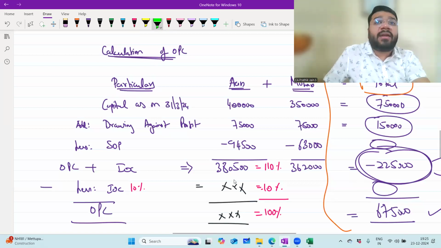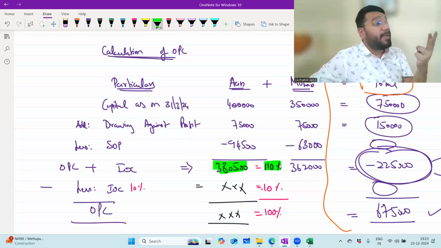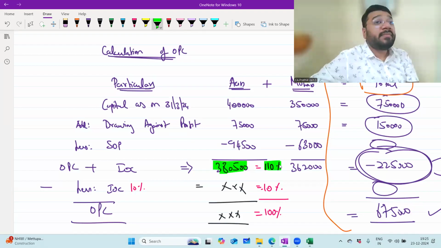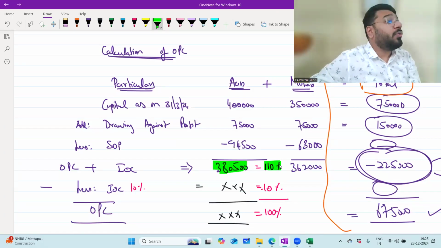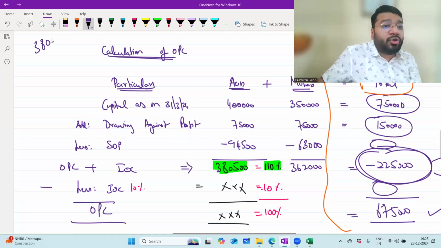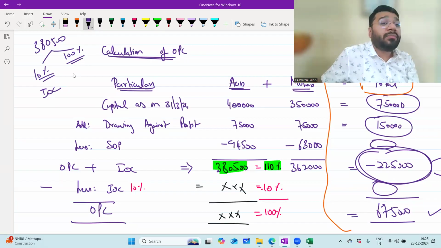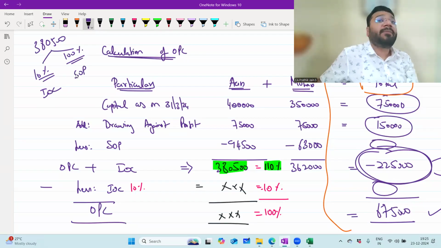This 3,80,500 is equal to 110%. In this 3,80,500, we have two components. 100% of this belongs to the owner and 10% of this belongs to the owner as IOC. One component of around 10% will go to the partners as IOC, and another component of 100% profit will go to the partners as share of profit.